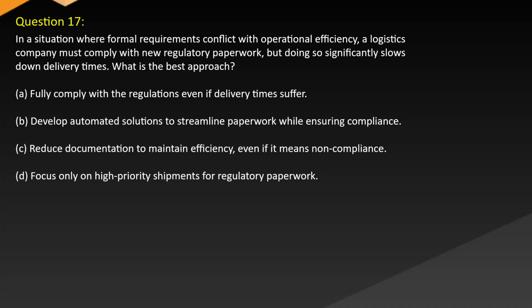Question 17. In a situation where formal requirements conflict with operational efficiency, a logistics company must comply with new regulatory paperwork, but doing so significantly slows down delivery times. What is the best approach? A. Fully comply with the regulations even if delivery times suffer. B. Develop automated solutions to streamline paperwork while ensuring compliance. C. Reduce documentation to maintain efficiency, even if it means non-compliance. D. Focus only on high-priority shipments for regulatory paperwork.